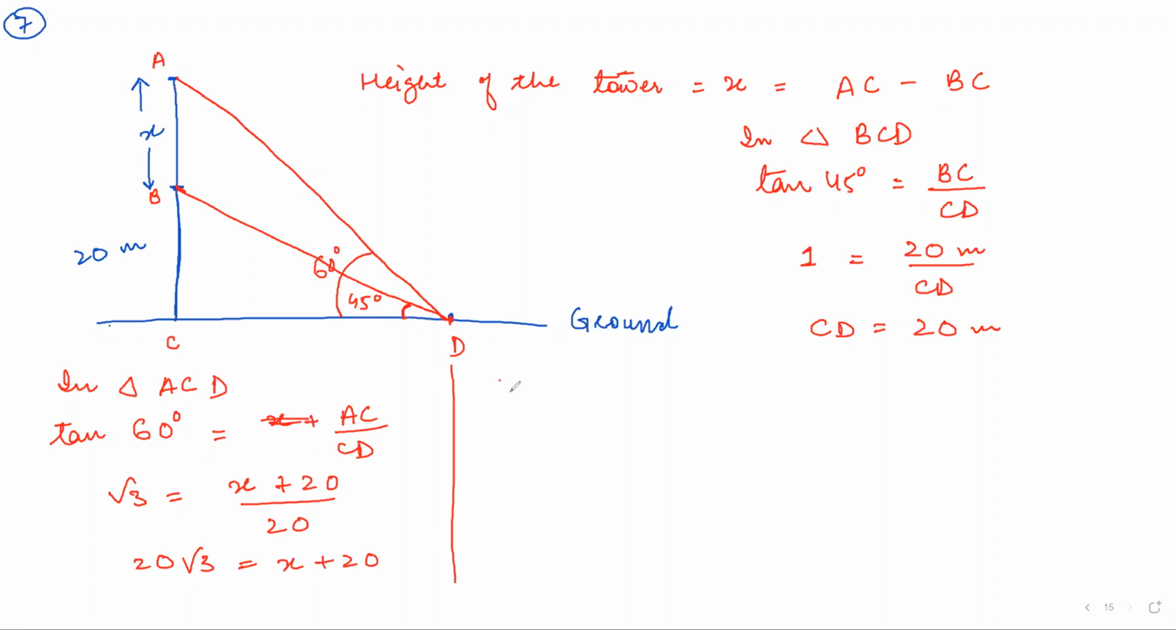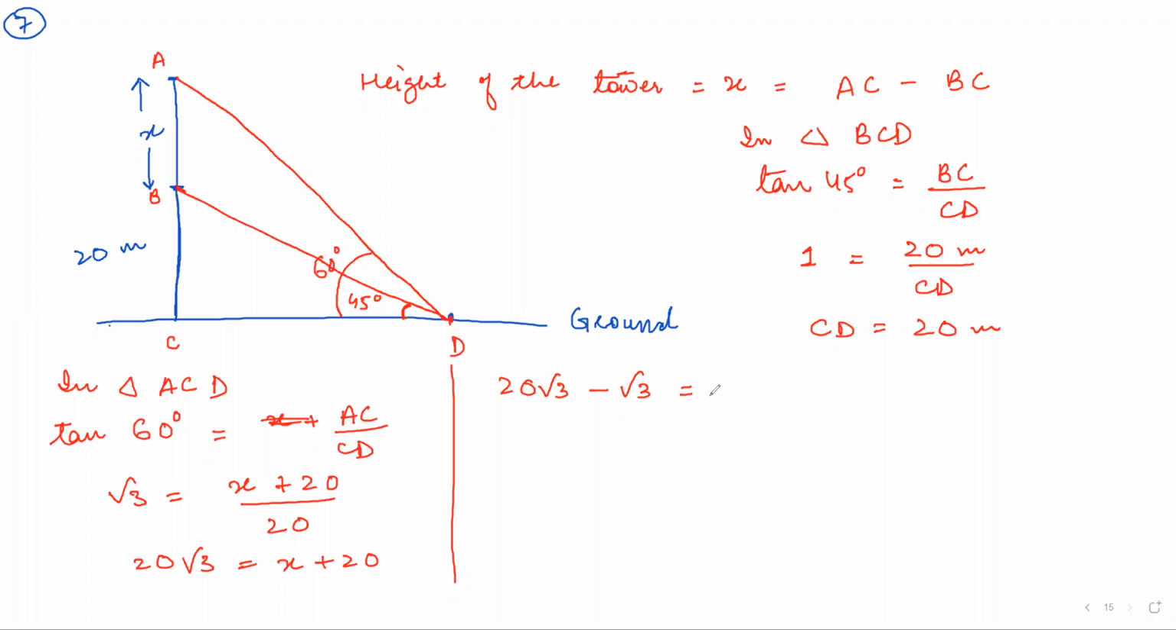Ma'am, we can find AC by applying tan 60, right? AC ma'am, is 20 plus x, right? Oh, you want to find the complete AC. Yes, ma'am. Yeah, I think that way also you can do, and then you can subtract it, right? Yes, ma'am. Yeah, that also you can do.